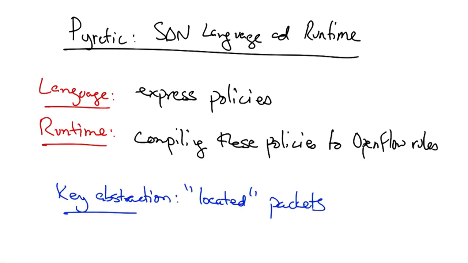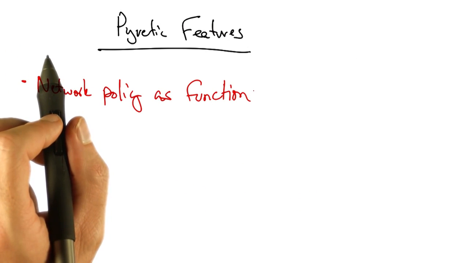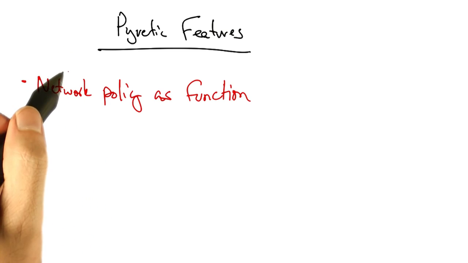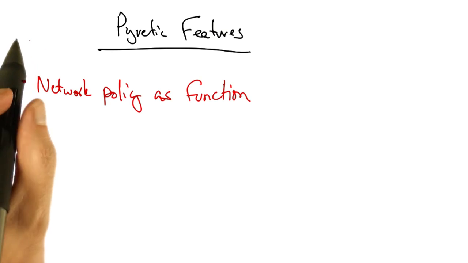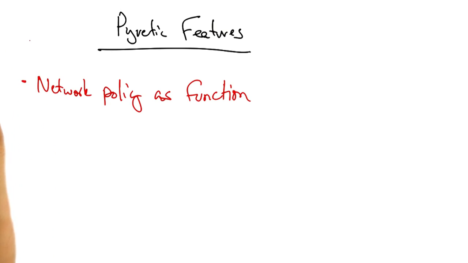One key abstraction in Pyretic is the notion of located packets, the idea that we can apply a policy based on a packet and its location in the network, such as the switch at which that packet is located or the port on which that packet arrives. Pyretic offers several features. The first is the ability to take as input a packet and then return packets at different locations in the network. This effectively allows the implementation of network policy as a function that simply takes packets and returns other packets at different locations.